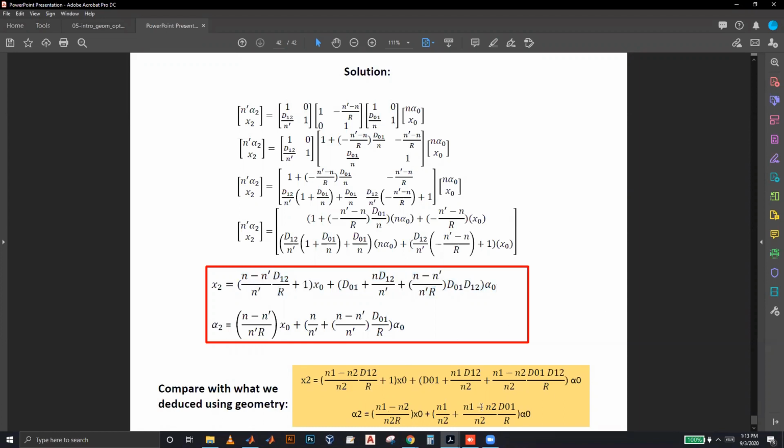And I've copied the versions from the first slide over here. So compare with what we deduced using geometry. It's exactly the same. Some notations have changed. So in place of n1, I've used n. In place of n2, I've used n prime. But again, this is the r that I missed out last time. So that's here. Everything else is the same. So we basically derived whatever we did last time, but in a rather short period of time.